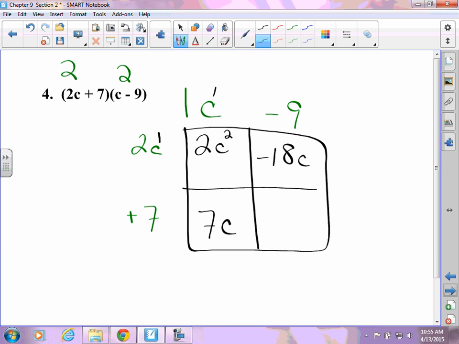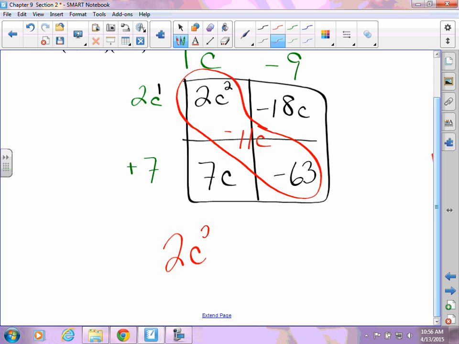All right. Do I have some like terms? I do. And you'll notice it's right smack dab in the middle, isn't it? What's 7 plus negative 18? Negative 11. And then it would be C. And here is my answer. So I get 2C squared minus 11C minus 63. Right there, isn't it? We okay? Questions?